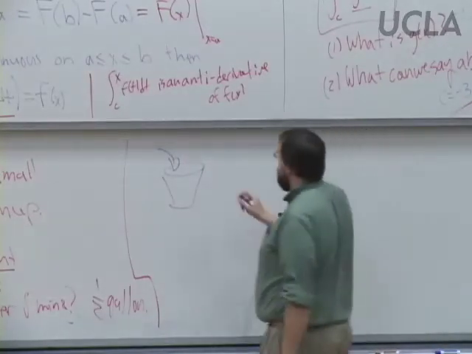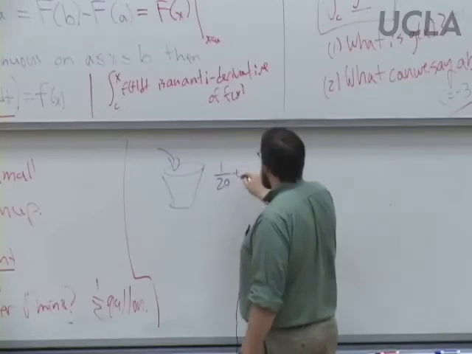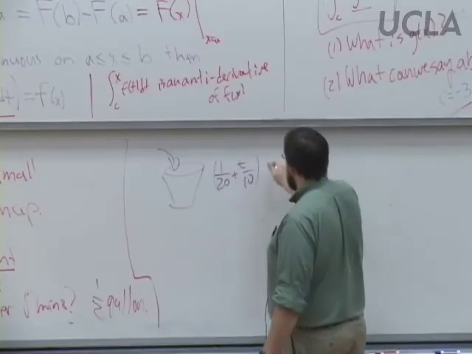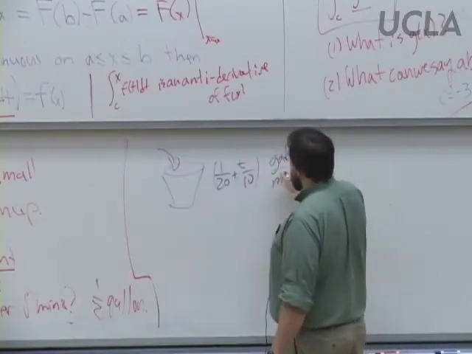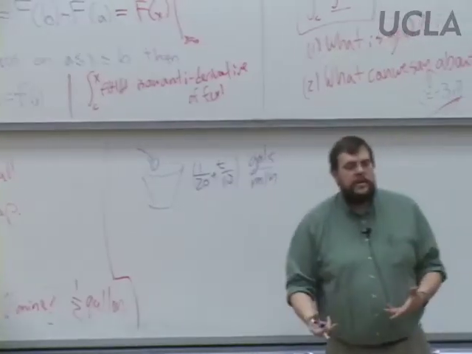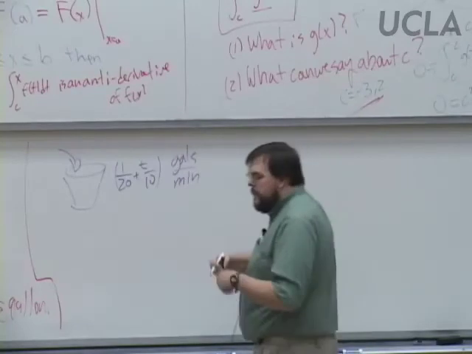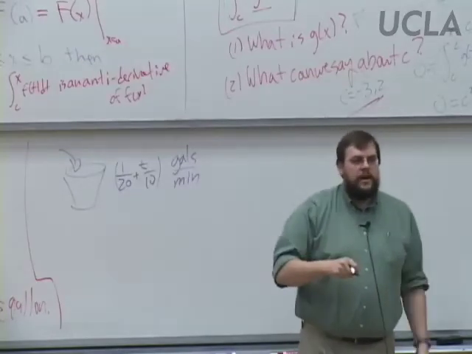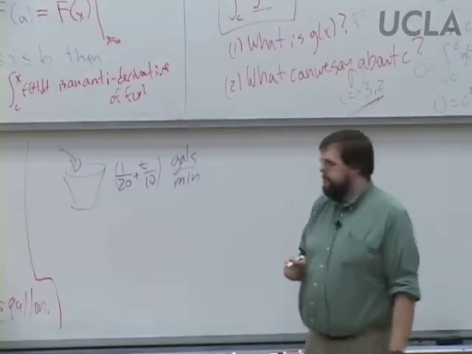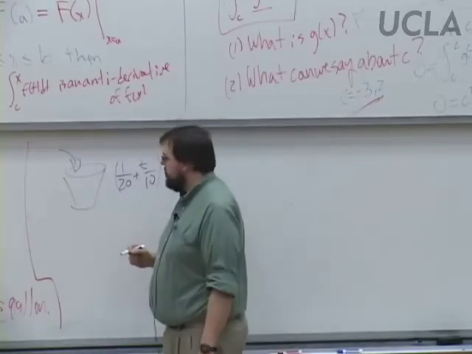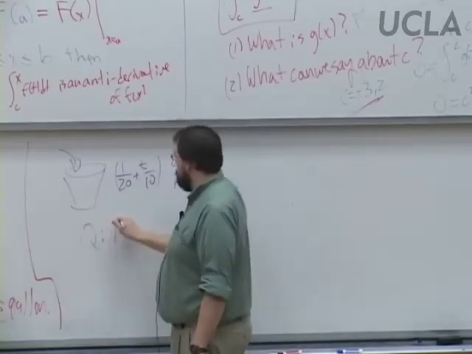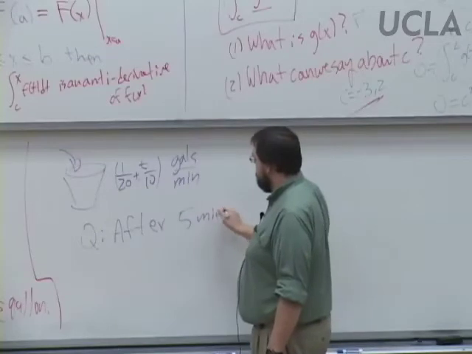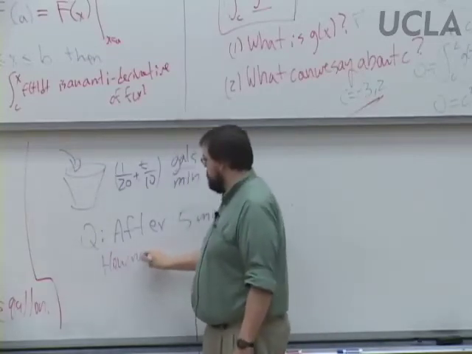Now the rate varies. So the rate is 1/20 plus t over 10 gallons per minute. So in other words, initially at time 0, I'm just pouring in at a rate of 1/20. Then at time 1, slightly more goes in. At time 2, even more. So it's like I'm slowly turning the spigot, so that as time goes on, I get more and more water flowing out. Okay. Same question. Suppose I start off with an empty bucket. After 5 minutes, how much water is there in the bucket?